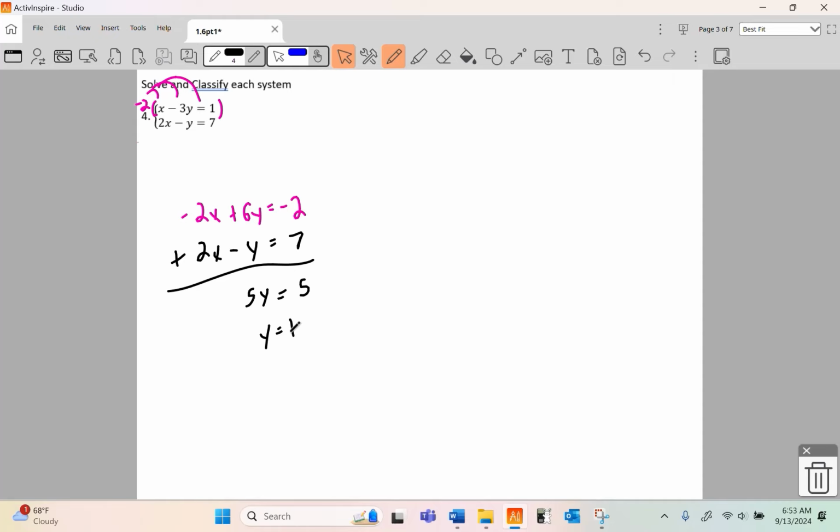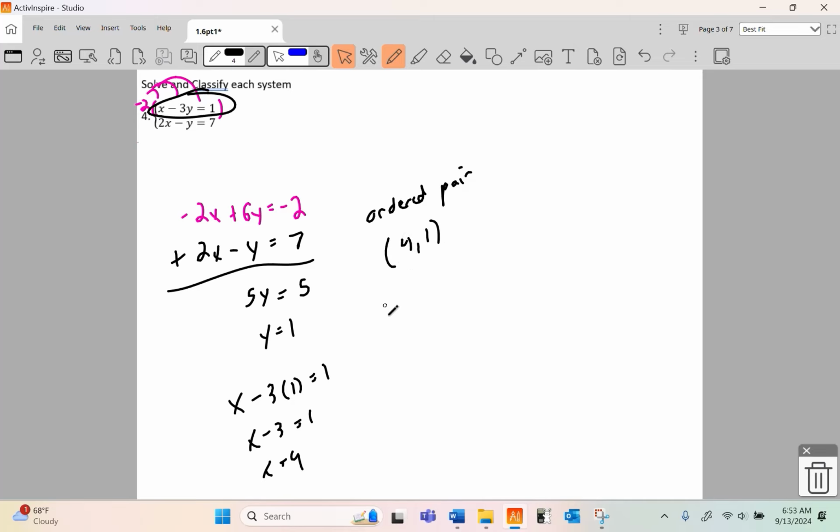And then I'm going to use that substitution property. And I kind of like this equation right here. That's what I'm going to go for. x minus 3 times 1 is x minus 3, which is 1. x is 4. Don't forget about your ordered pair. The ordered pair was 4, 1. And it has a single solution. I believe this says to classify. That is consistent independent. There you go.